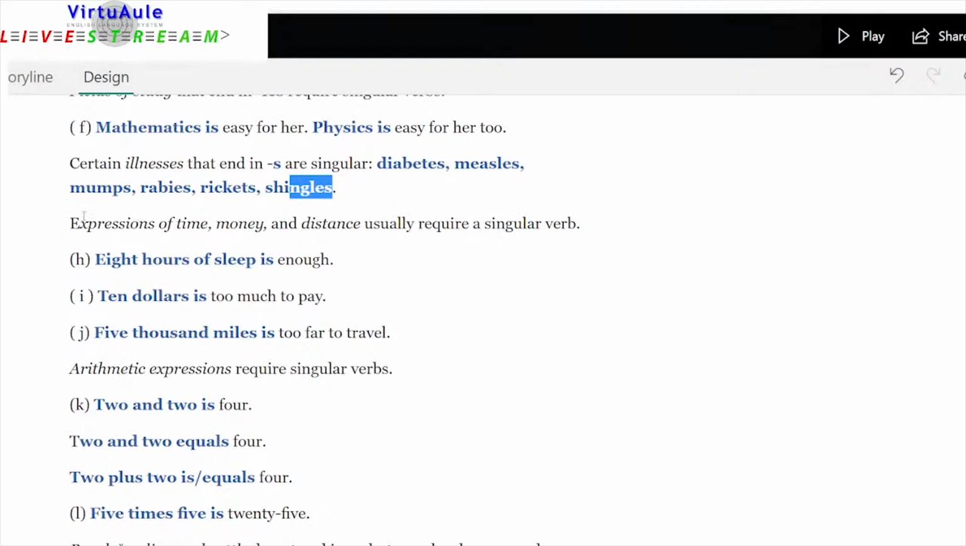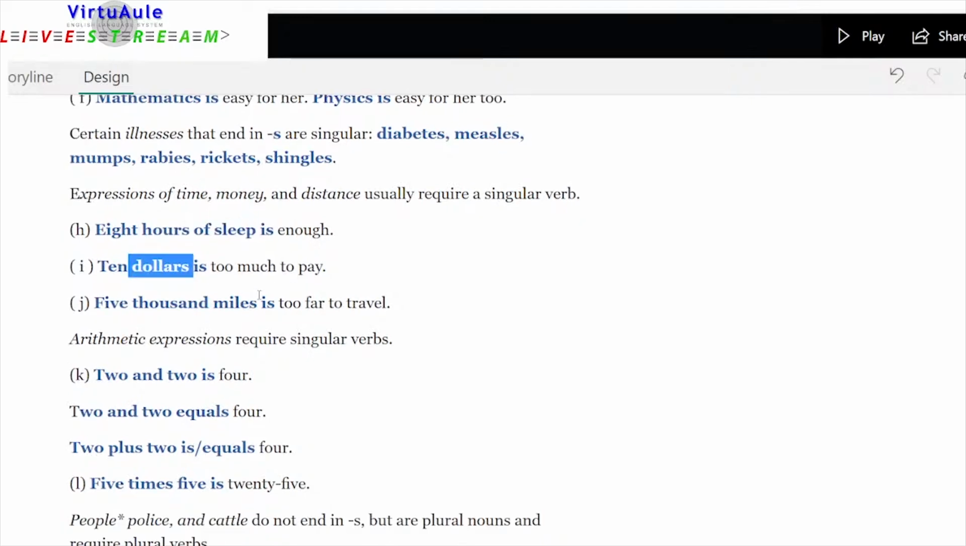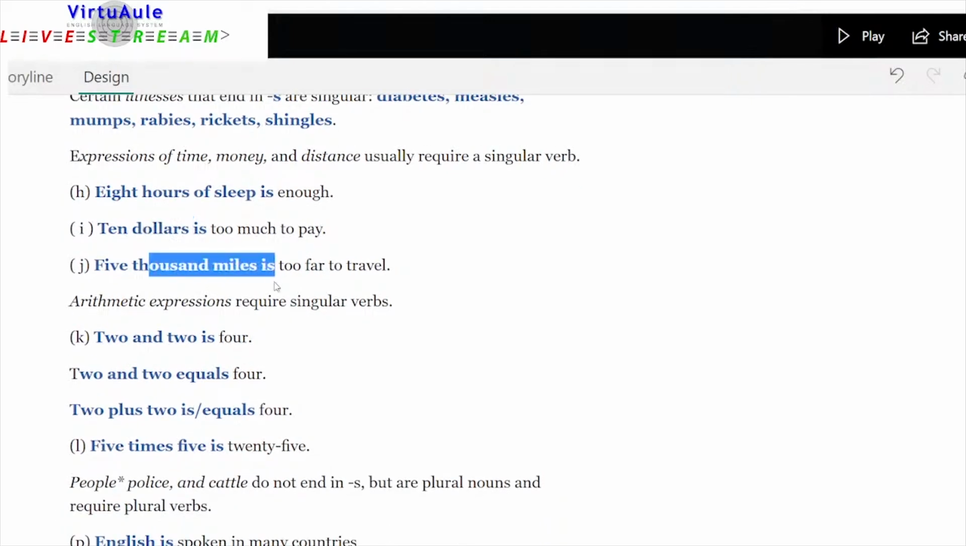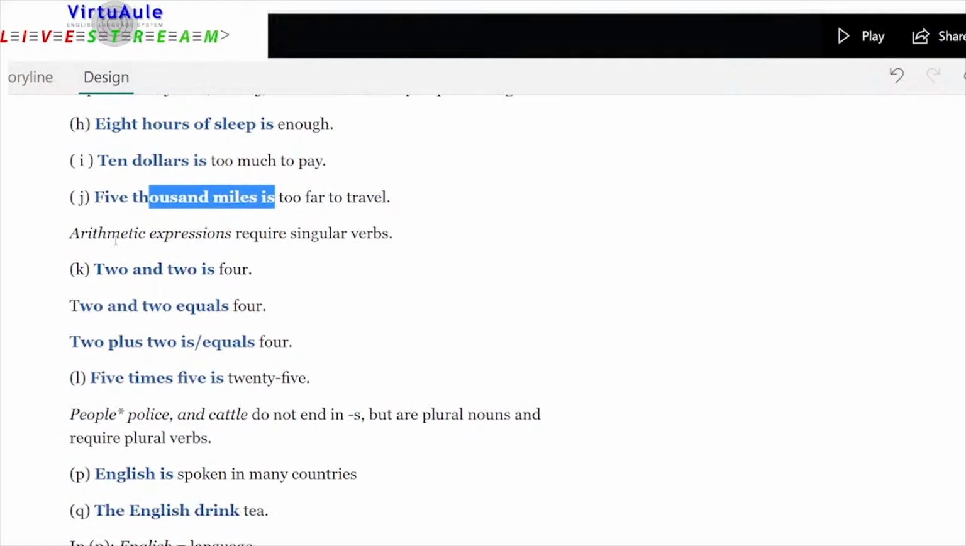Sorry, just joking. Expressions of time, money, and distance usually require a singular verb. 8 hours of sleep is enough. That's an expression of time. 4 hours, you would say, are. But if you're considering it like an expression of time, like a unit, then it becomes singular. $10 is too much to pay. 5,000 miles is too far to travel.